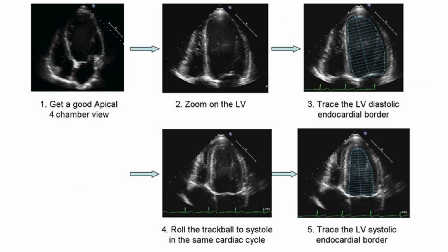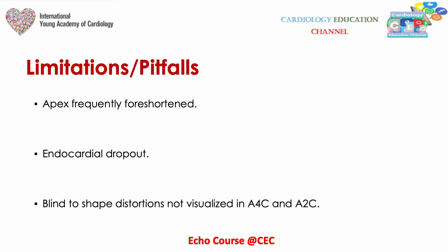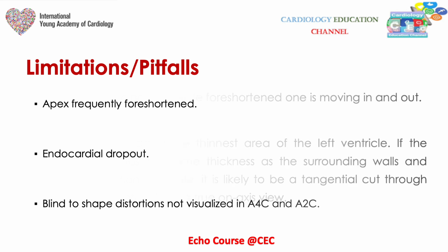Again, getting a good apical 4-chamber view, zoom in on the left ventricle, trace the LV diastolic endocardial border, then scroll until you reach the end systolic volume, and then you trace the end systolic volume the same way. But you have here some limitations and pitfalls you should avoid while taking these measurements. The apex is frequently foreshortened by the 2D, you have some endocardial dropouts, and you are blind to shape distortion not visualized in apical 4-chamber and apical 2-chamber view as we previously discussed.